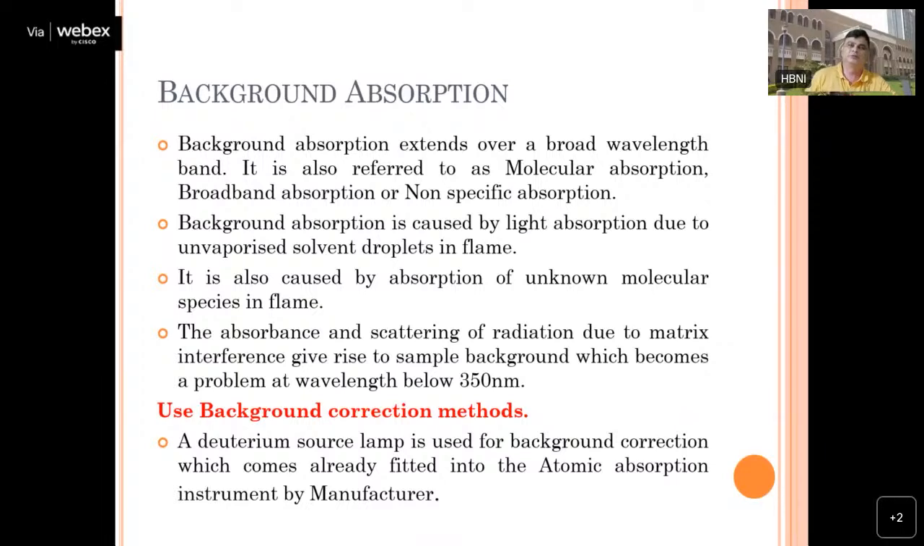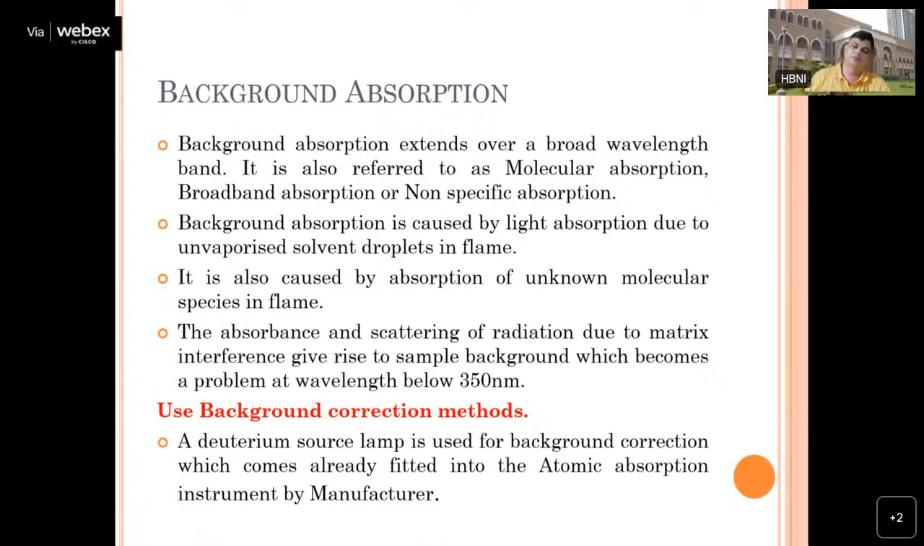Background absorption, I already told you that one can use a continuous source, that is the deuterium lamp, and this is possible up to 350 nanometer. These corrections are carried out up to 350 nanometer, and a deuterium source lamp is used for the background correction, which comes already fitted into the atomic absorption. As I told you, these are facilities which are already inbuilt in the instrumentation.